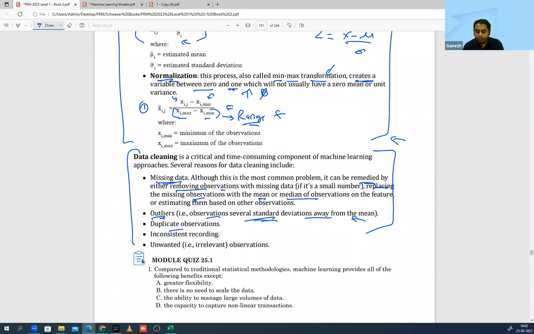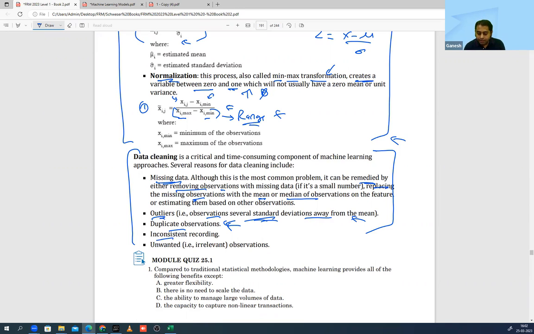Duplicate observation, very simple. If you have customer data, and in the customer data the same customer account information is there again, you will remove the duplicate data. This is very easy, na? But please understand, this is big data. This is not 1,000 or 5,000 entries, it is millions of entries. And from that, first you have to clean.